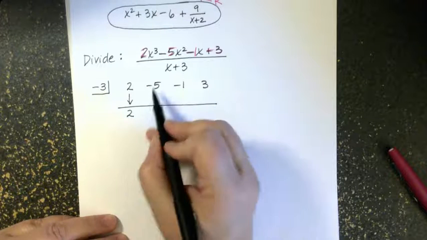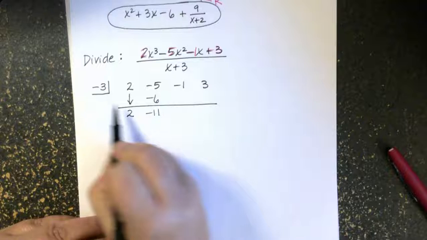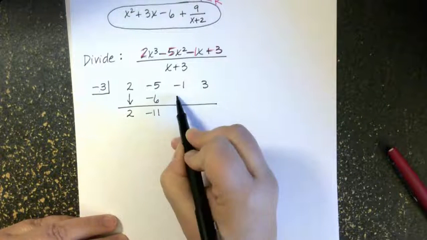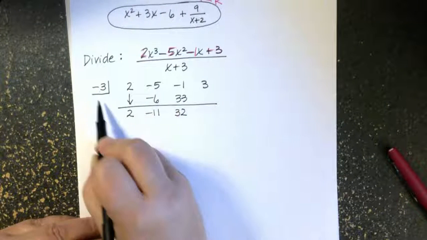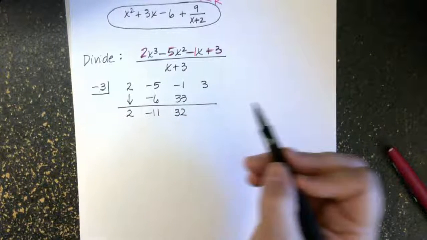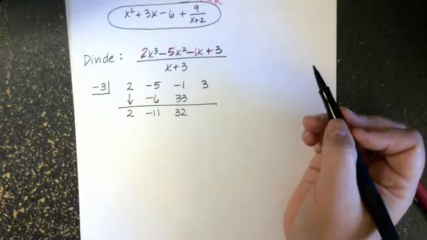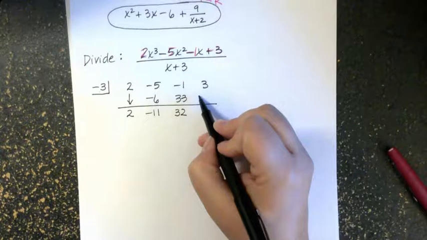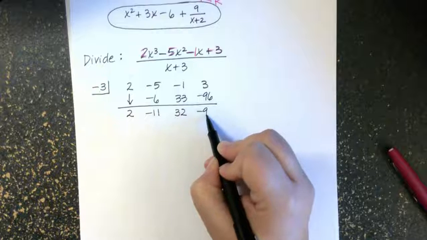Negative 3 times 2 is negative 6. Then I add. Negative 3 times negative 11 is 33. Then I add. Negative 3 times 32 is, goodness, I didn't realize it was going to get this big today. That's going to be negative 96, right? Yeah. And then I add, and I get negative 93.